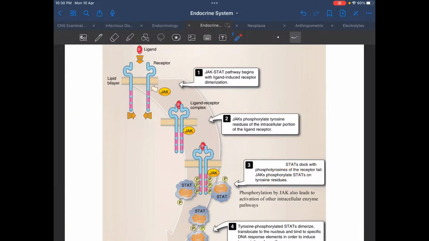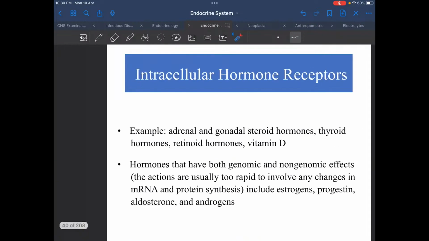This is signal transducer and transcription. Okay, signal transducer and activator of transcription, STAT. So these STAT proteins are linked. So that is the JAK-STAT mechanism, जिसे हम कहते हैं.